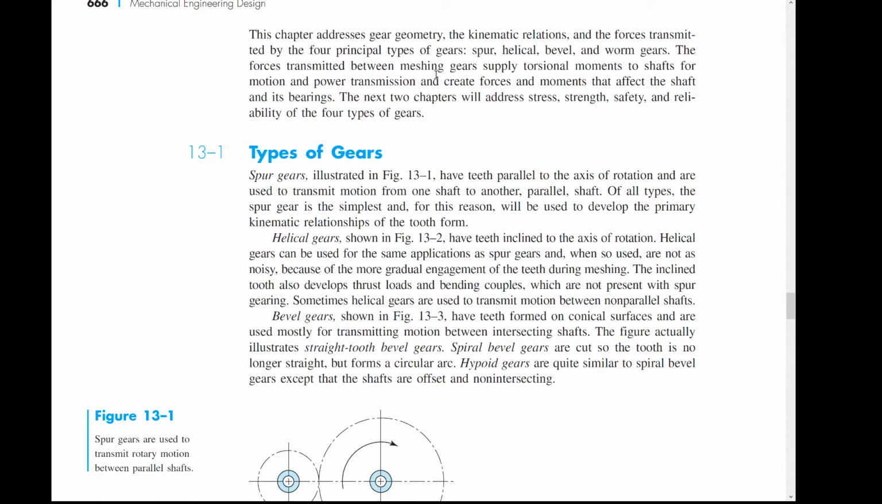Helical gears, shown in figure 13-2, have teeth inclined to the axis of rotation. Helical gears can be used for the same applications as spur gears and, when so used, are not as noisy because of the more gradual engagement of the teeth during meshing. The inclined tooth also produces thrust loads and bending couples, which are not present with spur gearing. Sometimes helical gears are used to transmit motion between non-parallel shafts.